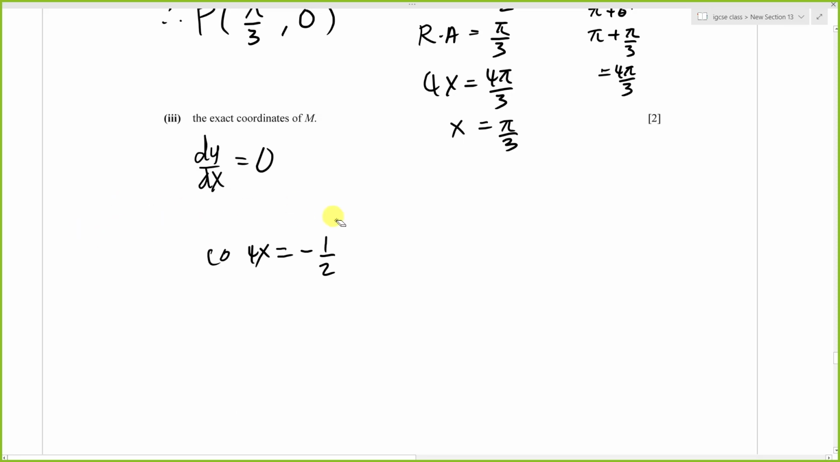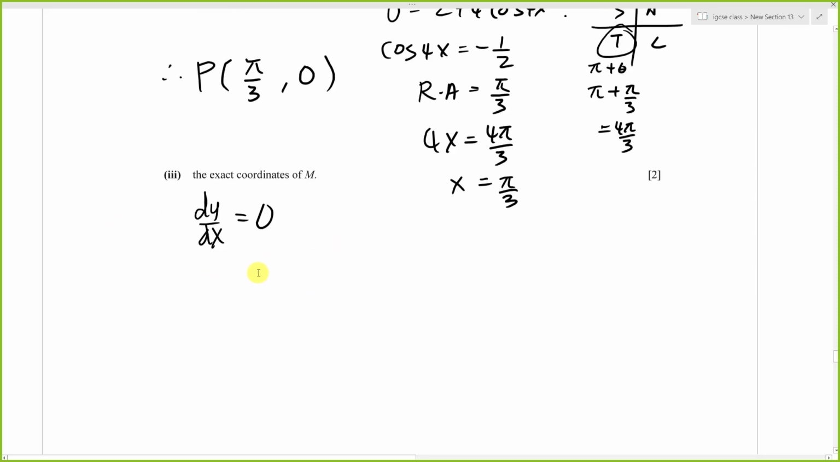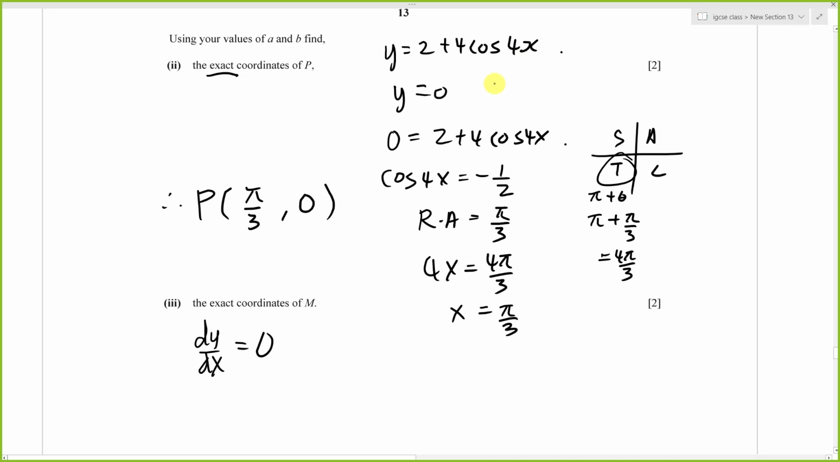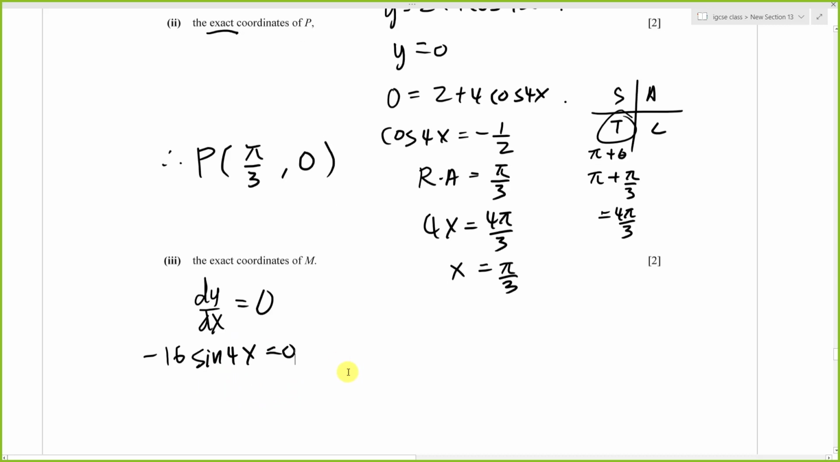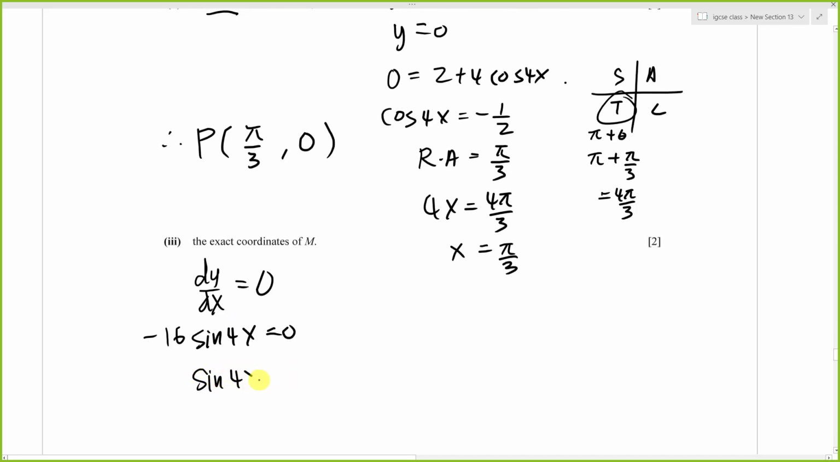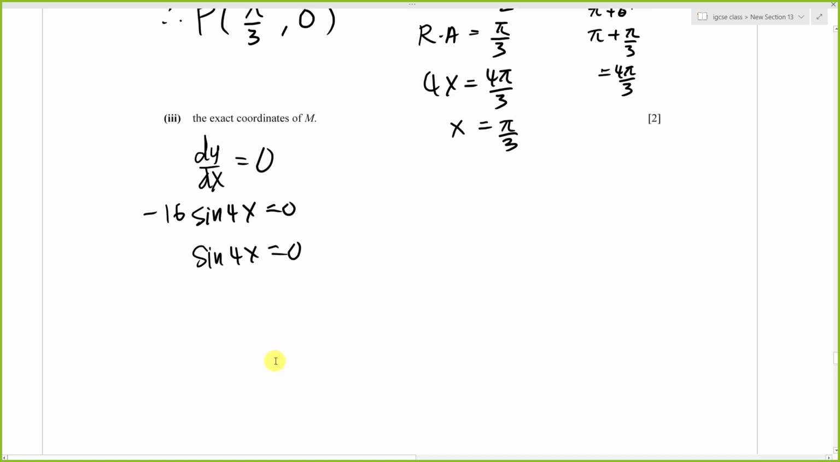Oh no, dy dx equals to 0 is not y equals to 0. I need to differentiate it. What am I doing? So if I differentiate this one, I will get, differentiate cos, give me negative sign. So it's negative 16 sine 4x equals to 0. Then sine 4x equals to 0. Then you need to do 4x equals to sine inverse 0. Okay, sine inverse 0 is a bit tricky because you have quite a lot of angles you will get 0, which is 0, pi, and 2 pi. Then you need to see which one you should take here.